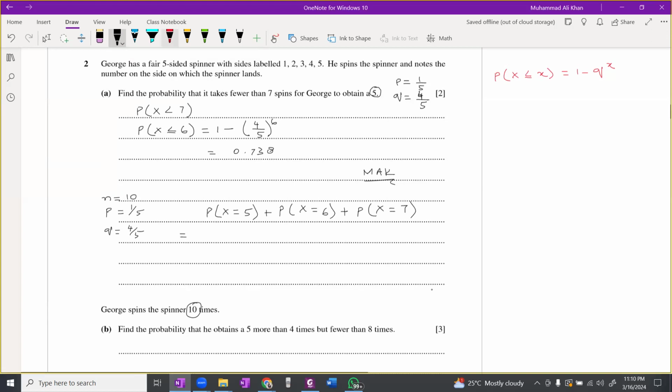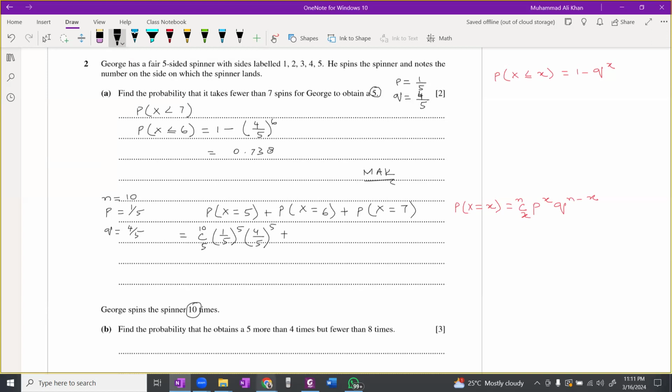Therefore, by using the formula, and what is the formula? The formula is, for finding out the probability in binomial, nCx P power x Q power n minus x. This we have to use for finding out all the probabilities. So here, first n is 10, C 5. What is P? P is 1/5 power 5. And what is Q? 4/5 power 5.